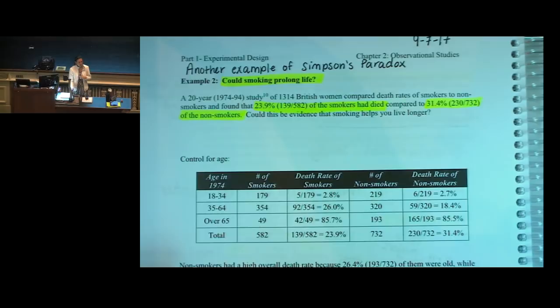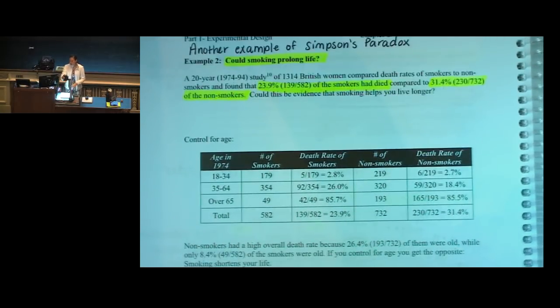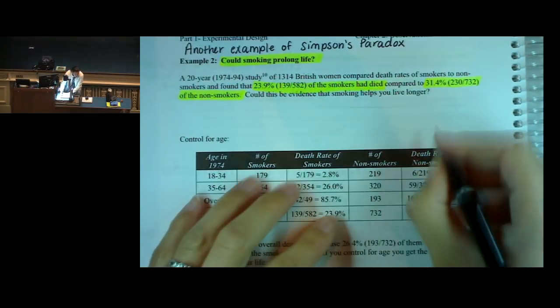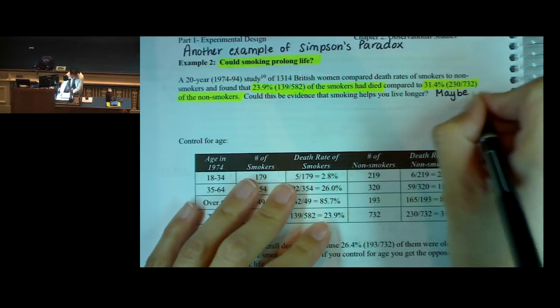So right away, I know this is about smoking. It has to be an observational study, right? You can't assign people to smoke and people not to smoke. You're just observing what they naturally do. So with any observational study, I want to say maybe, I don't know, could this be evidence that smoking helps you live longer? Let's investigate.